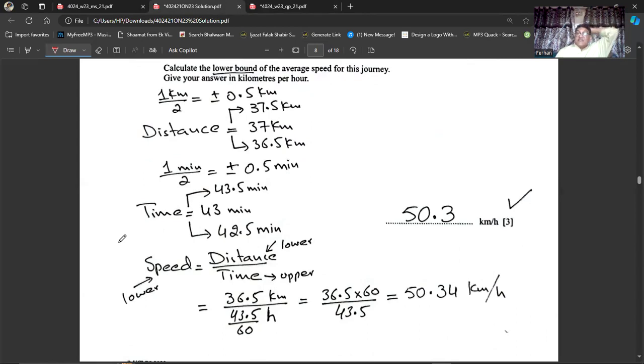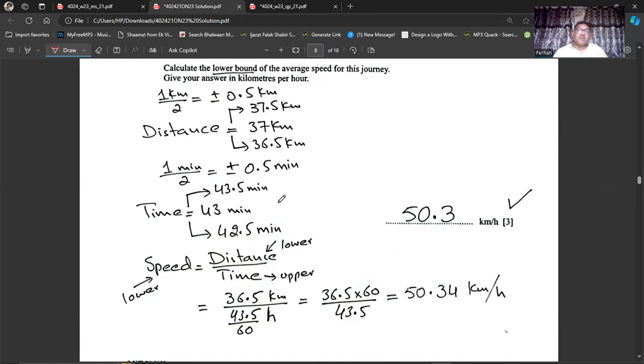You know, the distance is equal to 37. Its upper bound will be 37.5. Its lower bound will be 36.5. The time is 43 minutes, and it's correct to 1 minute. So its upper bound will be 43.5 minutes, and its lower bound will be 42.5. So the distance lower bound will be 36.5 kilometers, and the time's upper bound will be 43.5 minutes.